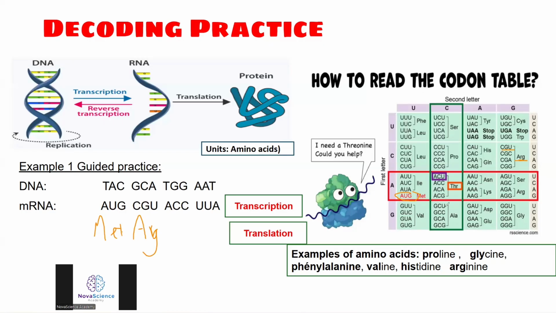ACC here will be THR. UUA is leucine. So we now have the sequence of amino acids attached together. This gives a polypeptide chain, which can give us different proteins, with proline, glycine, phenylalanine, valine, histidine, arginine. All of these are amino acids and the polypeptide chain is formed from them. So the same as what we translated now: methionine, arginine, threonine, and leucine.